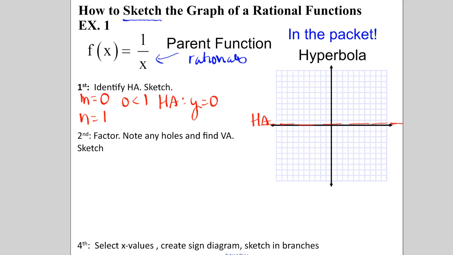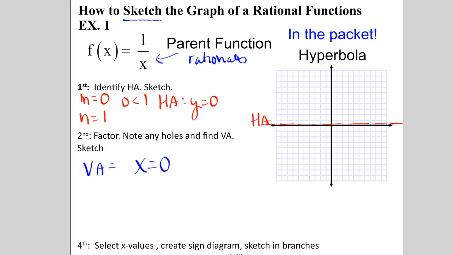The next thing I'm going to do is move on to part 2. I'm going to factor this thing. Well, it's factored. Okay, so the next thing I'm going to do is see if I can cancel anything. It's factored, and I don't have anything to cancel. So now I'm going to look for my vertical asymptotes. I have a vertical asymptote at x equals 0. I'm going to set the denominator equal to 0 and solve for x.